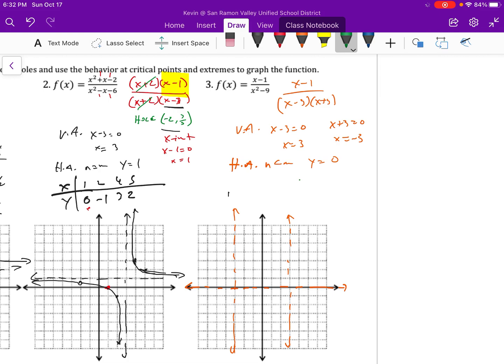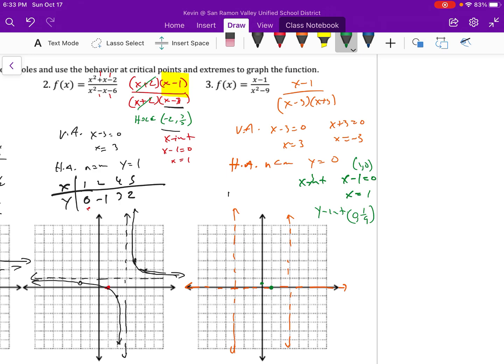Let's see, we want our x-intercept. X minus 1 equals 0. X equals 1. So we have an x-intercept here. Interesting. Okay. And then y-intercept. Put zeros in there. Y-intercept would be at 1/9, right? 0 and 1/9. Our x-intercept was at 1 and 0. So 0 and 1/9, we have that. That kind of tells us a little something about how this is going to look.